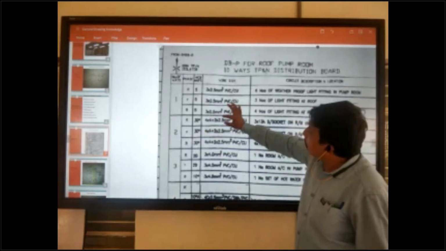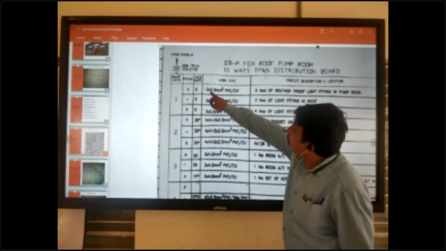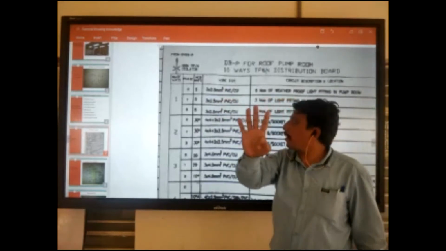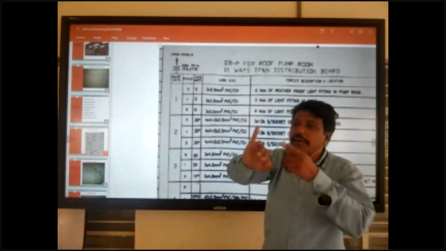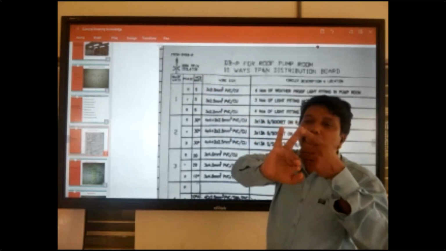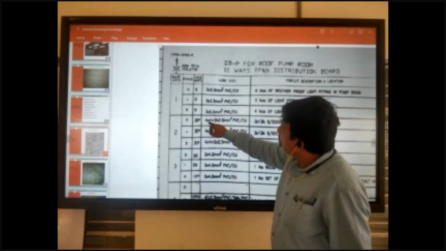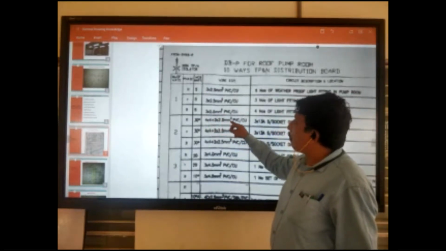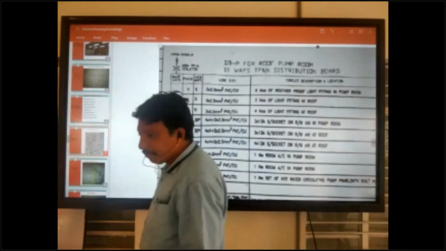So what is the meaning of this one? I will explain this one. Yesterday I explained that 3 into 2.5 mm square means 3 wires are coming in 2.5 mm square: one phase, one neutral, and one earth. Okay, so same like that, 4 into 4 plus 2 into 2.5 mm square. What is the meaning of this one? I will explain about this.